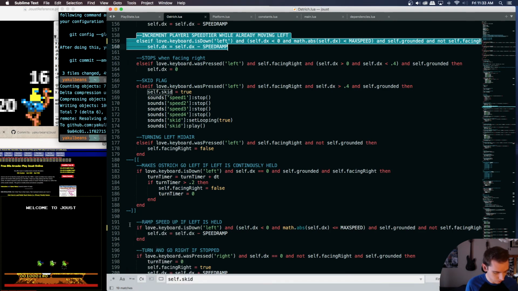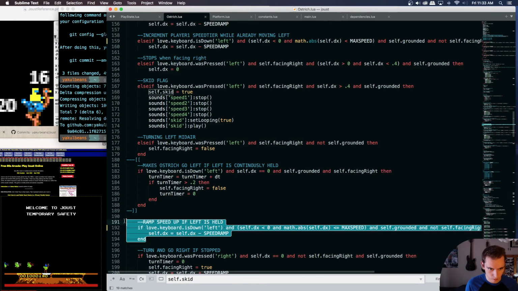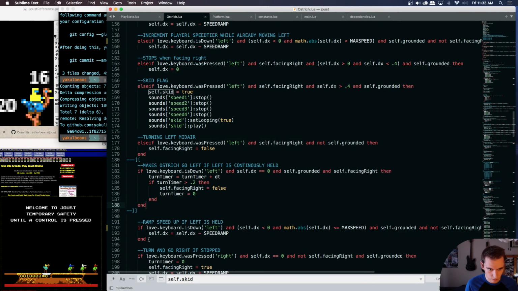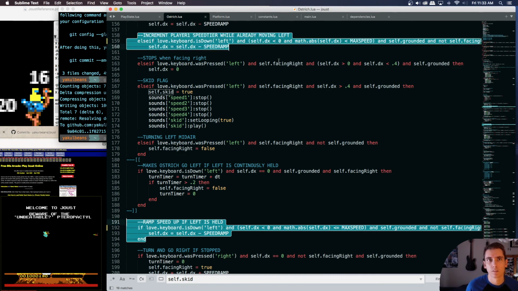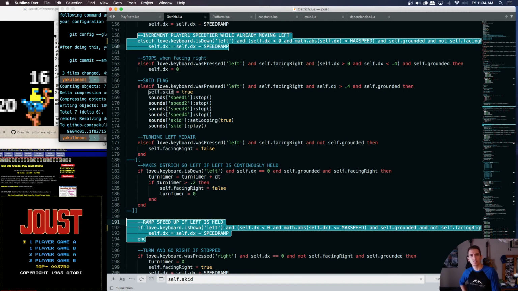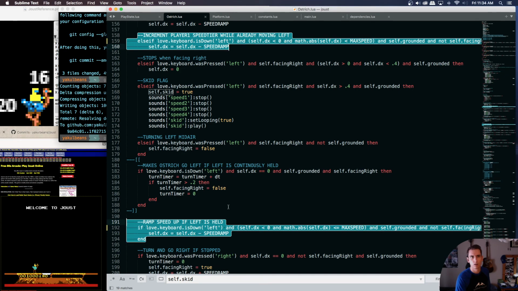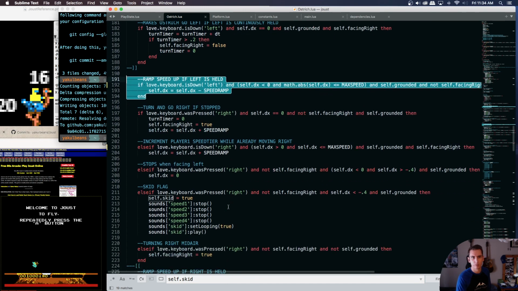Oh, come on. What is that option? How edge is it? So I've got increment speedTier while already moving left, and then a ramp speed up if left is held. And I have to be grounded and I have to be facing left anyway, so why am I doing this twice? Am I doing the right one twice?